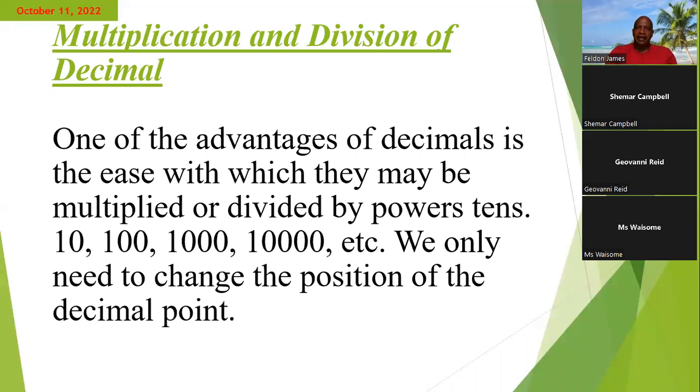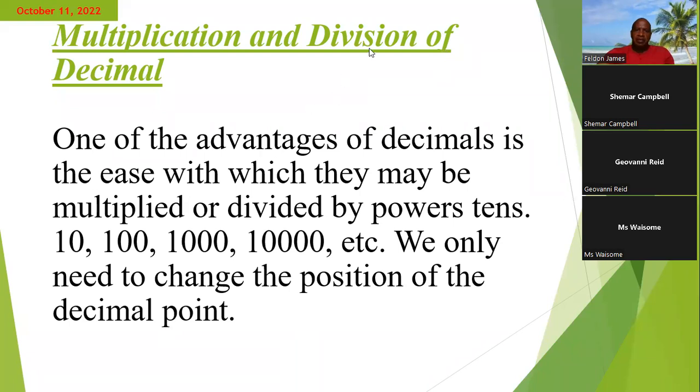Now, multiplying and dividing decimals. We looked at how decimals can be multiplied by powers of 10 very easily, because when we're multiplying by any power of 10, we move the decimal point based on the number of zeros in the power of 10. So if we have 10, we move the decimal point 1 place to the right. If you have 2 zeros in the power of 10, 2 places to the right, and so on. That is when you're multiplying by powers of 10.